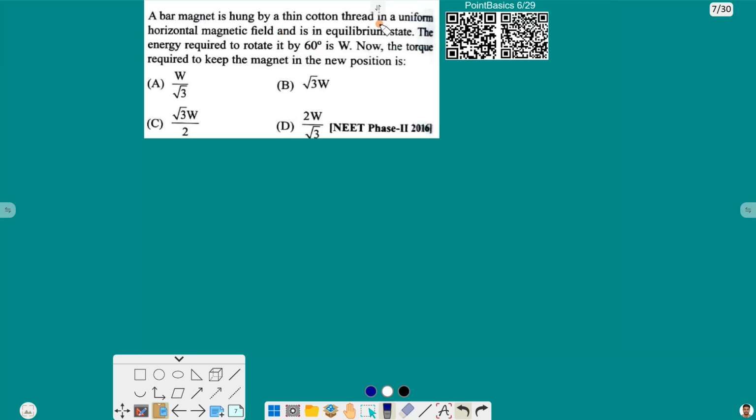So initially magnet is in equilibrium state. So if it is in equilibrium state, it does mean that torque acting on the magnet is zero, and we know that torque is M cross B or MB sine theta. And if this value is zero, means theta is zero. So M and B are initially aligned. So we can say initial potential energy will be minus MB cos of initial angle, that is 0. So initial potential energy is minus MB.